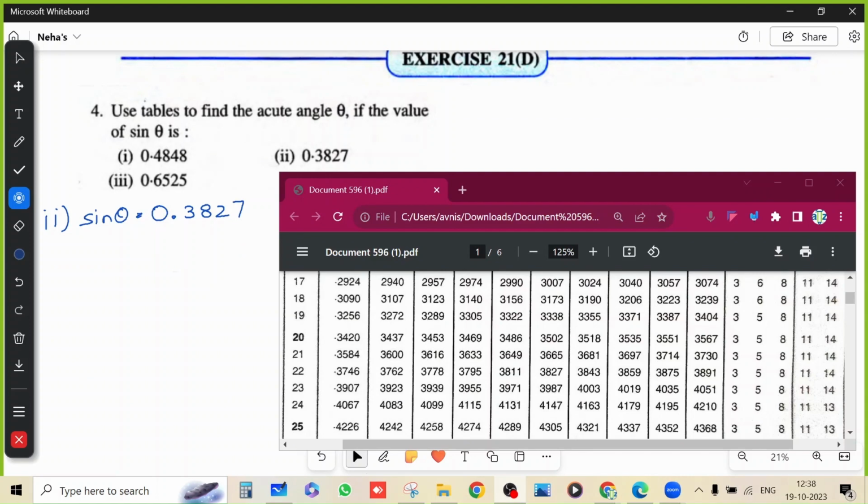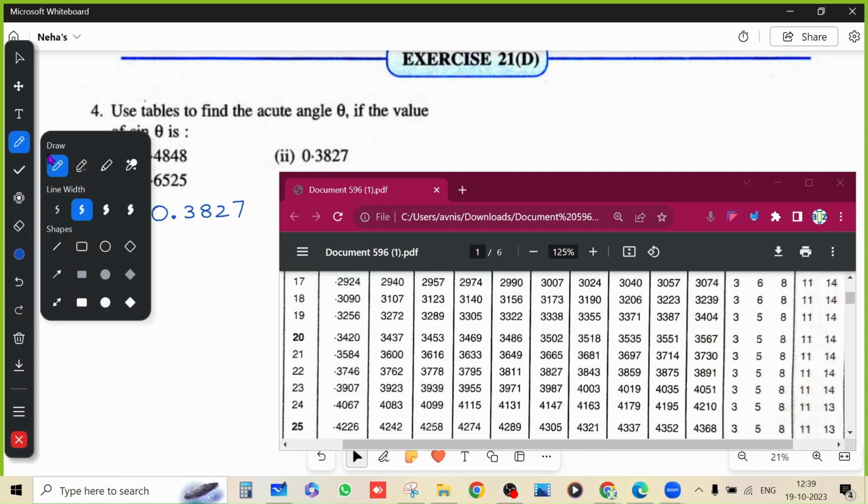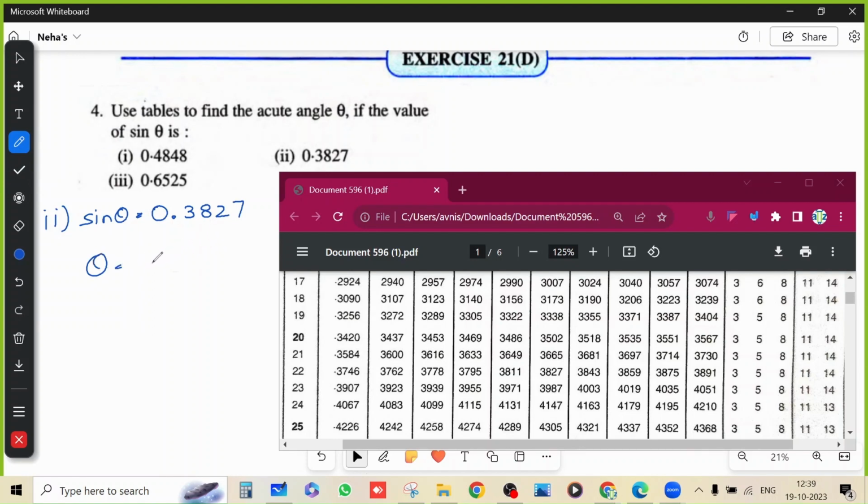The next question is sine theta is given as 0.3827, and we have to find the value of theta. So we will check the trigonometric table of sine, and here when you will check the 0 minute column, the value that is 22 degrees is equal to 0.3746, and the next one 23 degrees is equal to 0.3, which is more than this. So we will look for the value in the 22 degree row, and here you can see the 3827 number is given here in the 30 minute column. So the value of theta in this case will be equal to 22 degrees and 30 minutes.